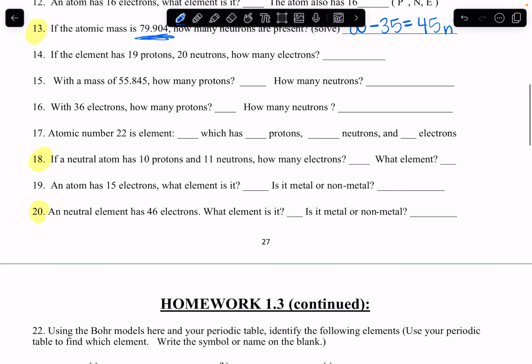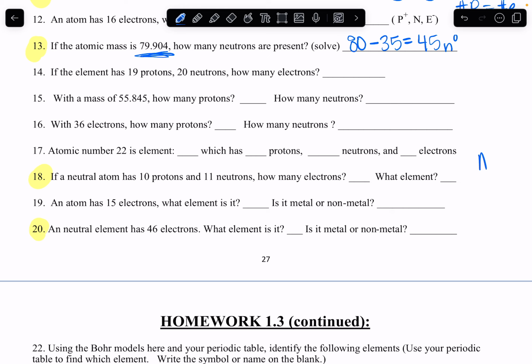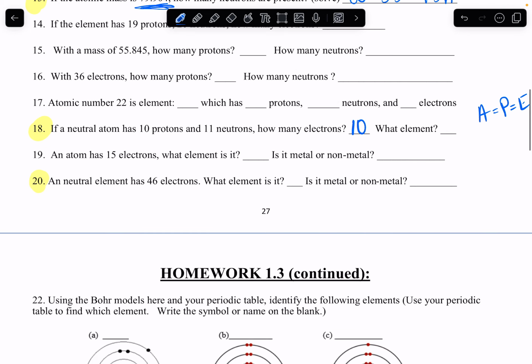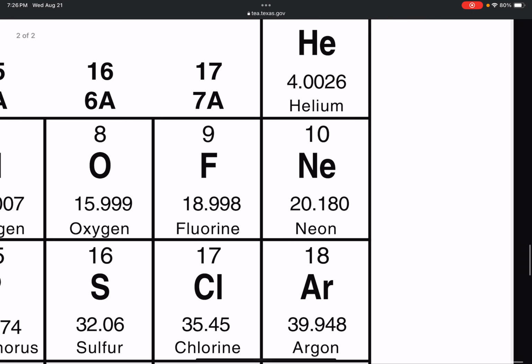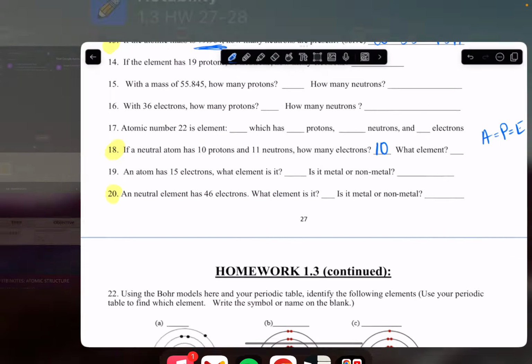All right, number 18. If a neutral atom has 10 protons and 11 neutrons, how many electrons does it have? Well, I know my acronym APE. Remember, A equals P equals E. So my atomic number equals my protons equals my electrons. So I have 10 electrons. And what element is it? I don't know. Let's go look. So I'm going to find something with an atomic number of 10 and boom, that's neon.